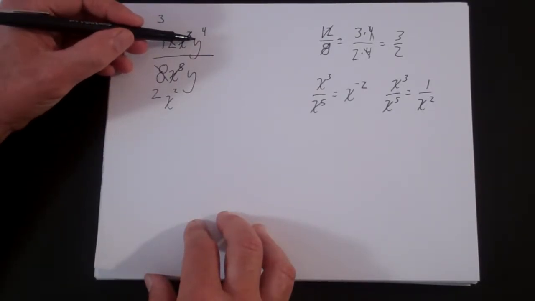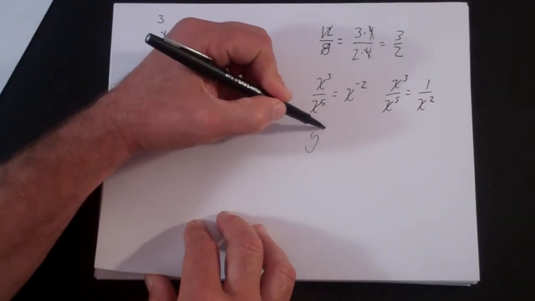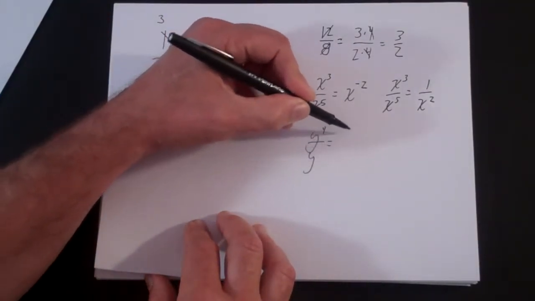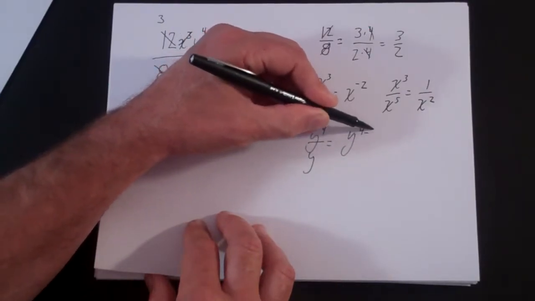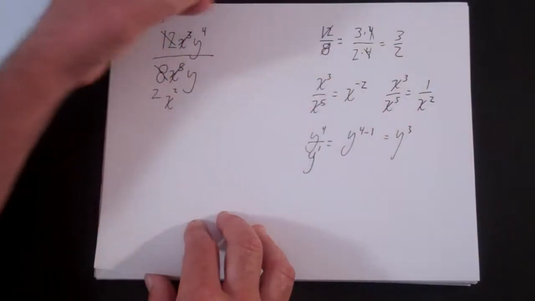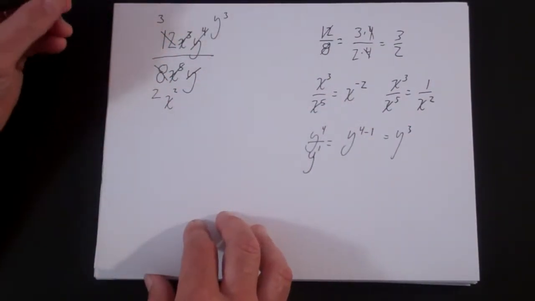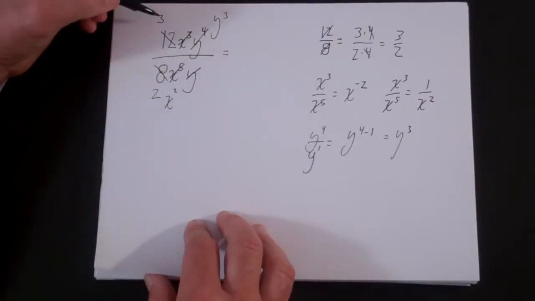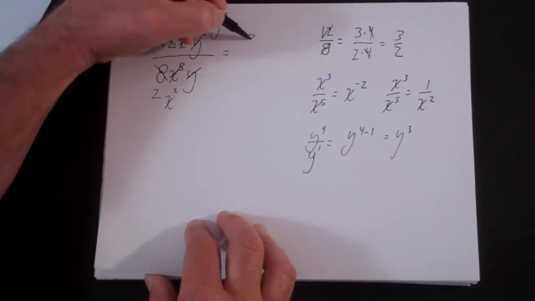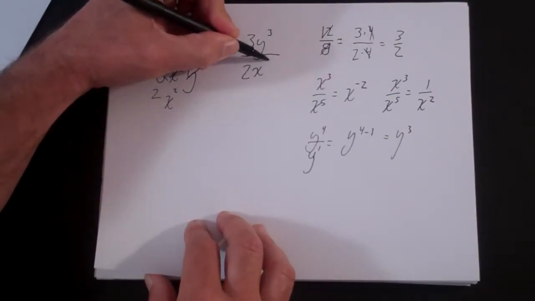Last one, we have y to the 4th over y. Simply y to the 4 minus 1. Remember, y by itself is y to the power of 1, so that's y to the 3rd on top. This y cancels completely and that becomes y to the third. Your final answer, be careful here, your final answer is 3y to the third over 2x squared.